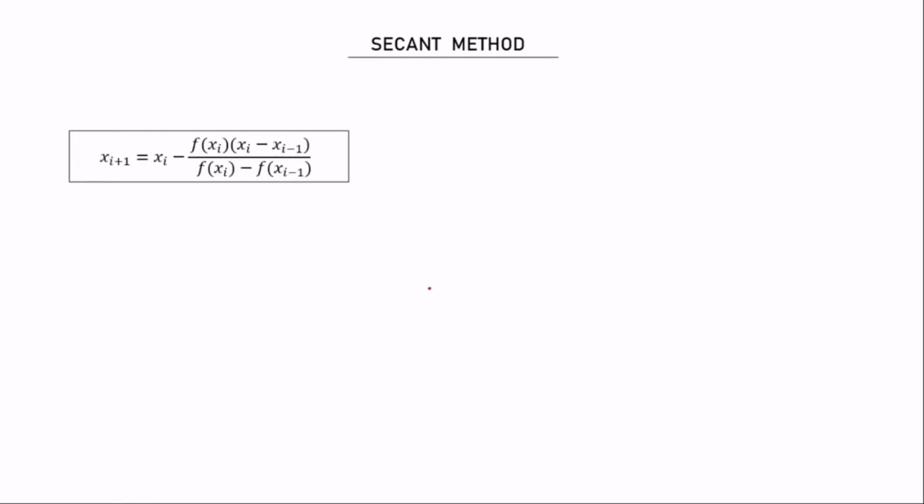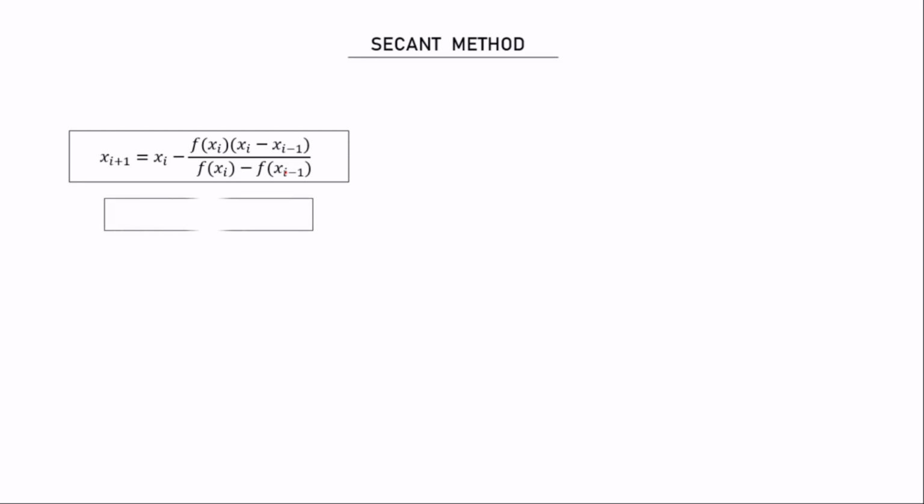The secant method asks us to find x at a specific value of i. So x subscript i plus 1 is equal to x_i minus the function value of x_i, bracket open, times x_i minus x_(i-1), all over the function value of x_i minus the function value of x_(i-1). You see, this formula can be somewhat confusing, but with this video, I'm going to make you understand. So how do you go about it?